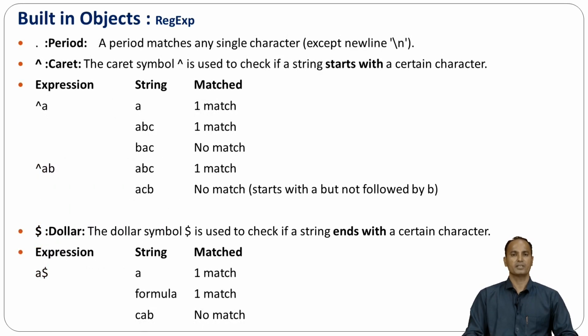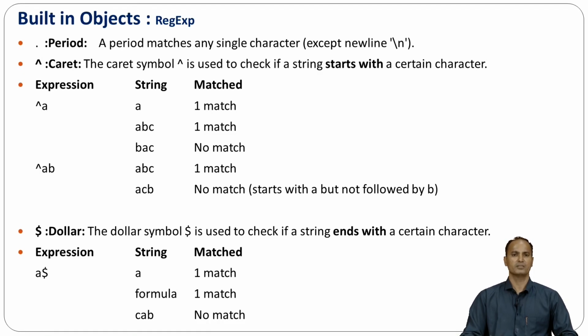Then the period operator, or we can say dot. A period matches any single character except newline. Then the caret sign. The caret symbol is used to check if a string starts with a certain character. It is used to match whether a particular string starts with the provided characters or not. Let's say an example, ^a.